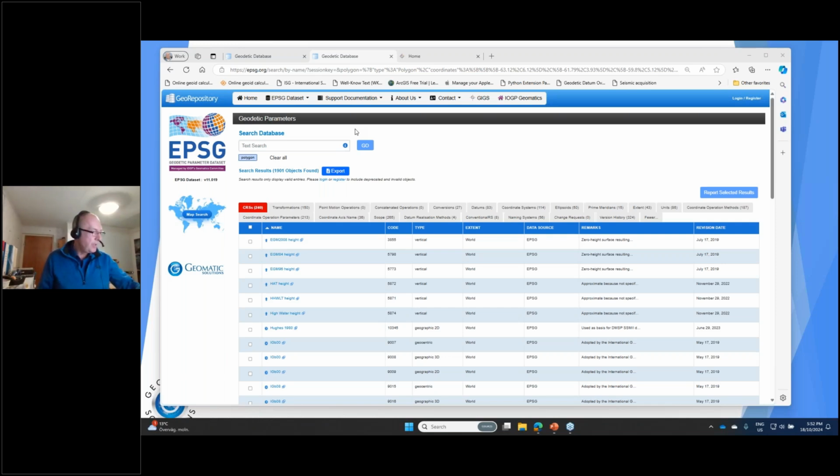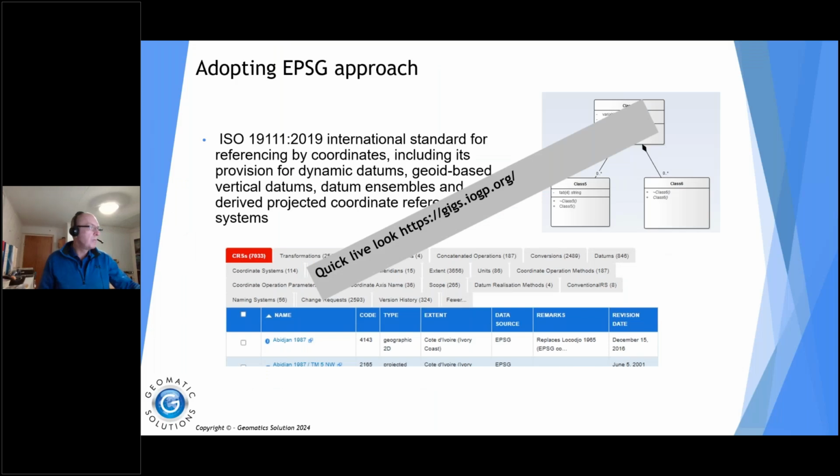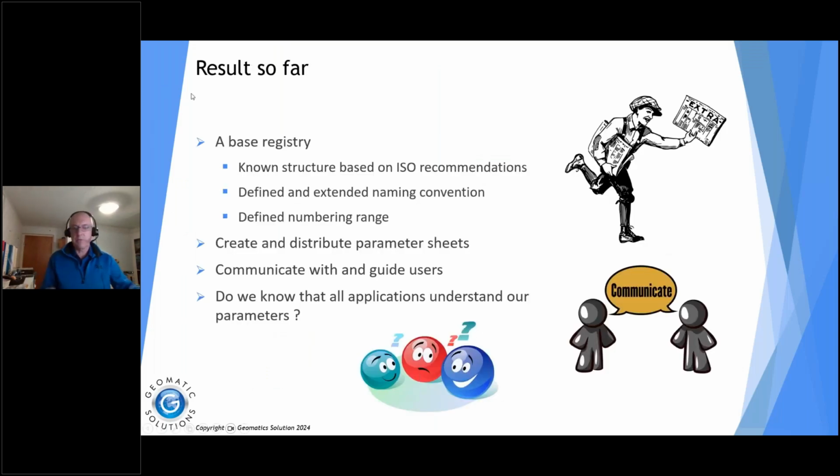So going back to the presentation, we will be here. At this point, we have a coordinate reference system catalog with a known structure, which is based on ISO recommendations. We have defined our naming structure so that our people in the company know how to name their CRSs and how to select them, and we have defined a numbering range so that we know where our bespoke, or custom-made, CRSs are going to be. That allows us to create and distribute what we call parameter sheets.